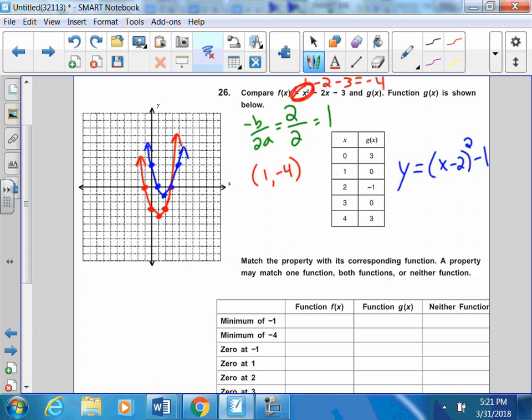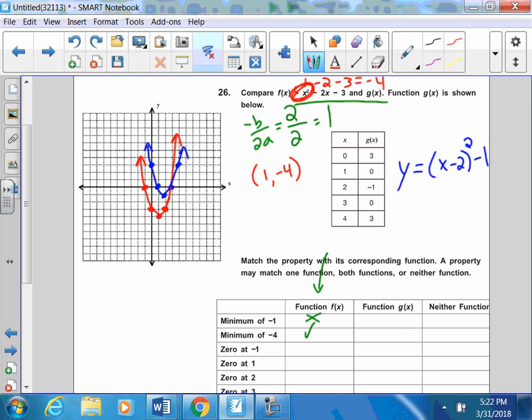So if you look here, let's just focus on one graph. Let's do the first one, the red one. Okay, so let's do this one I have at the top, right up here. Okay, that was our red graph, and that's f of x. So we're going to do f of x first. Does it have a minimum of negative 1? The answer is no. So not going to be here. Does it have a minimum of negative 4? That would be yes. So check mark there.